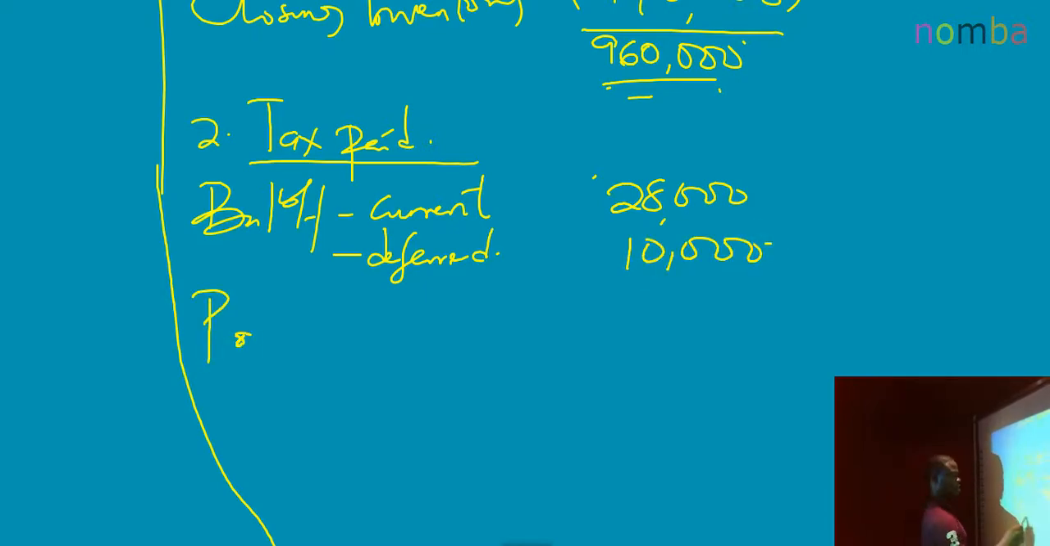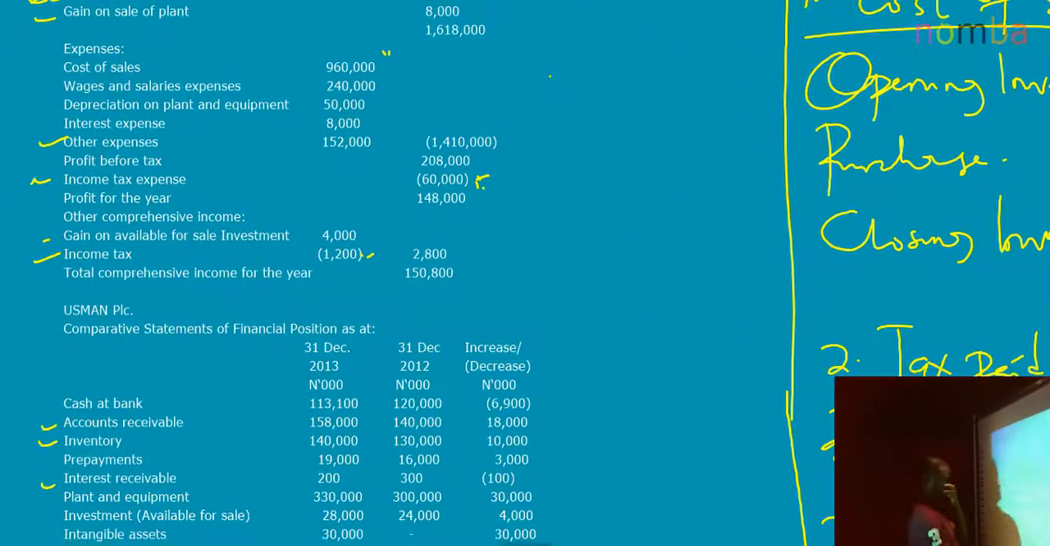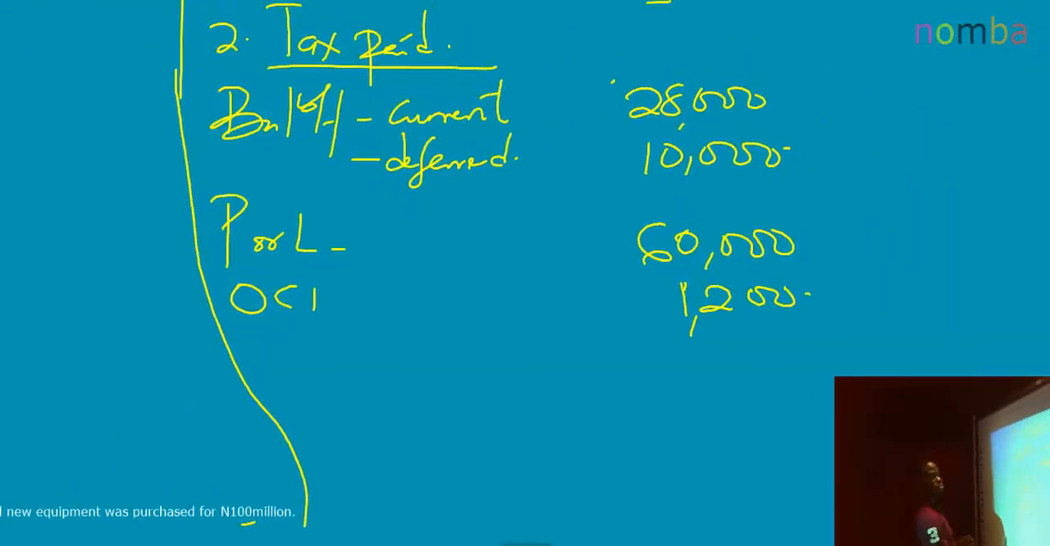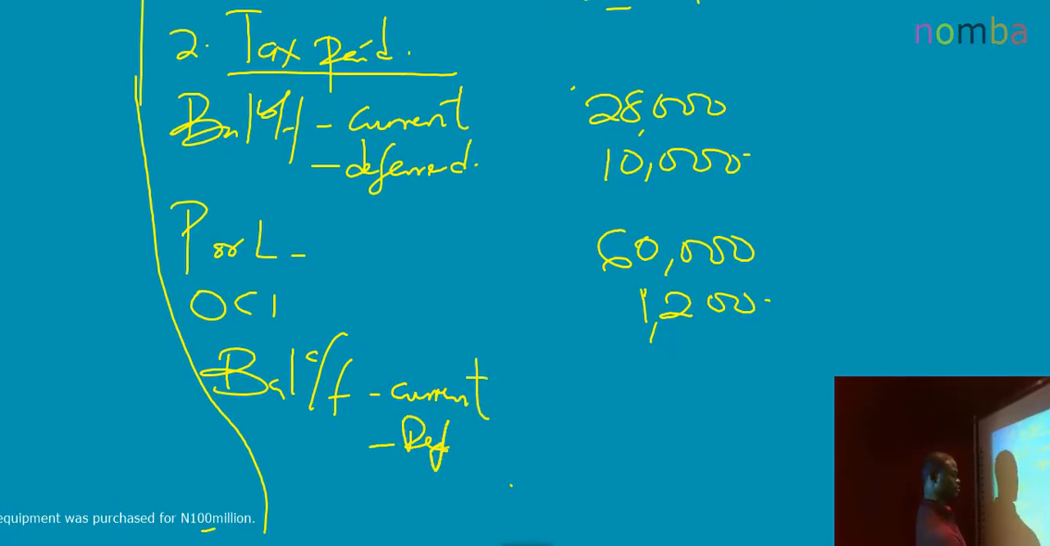Then in the profit or loss, the tax charge, and in the other comprehensive income. In the profit or loss it was 60,000, and in the other comprehensive income was 1,200. Let's confirm it. 60,000 and 1,200. That's correct. Then we'll determine the balance at the end, which is the balance carried forward for current and for deferred. So the balancing figure we'll have here will be the tax paid.